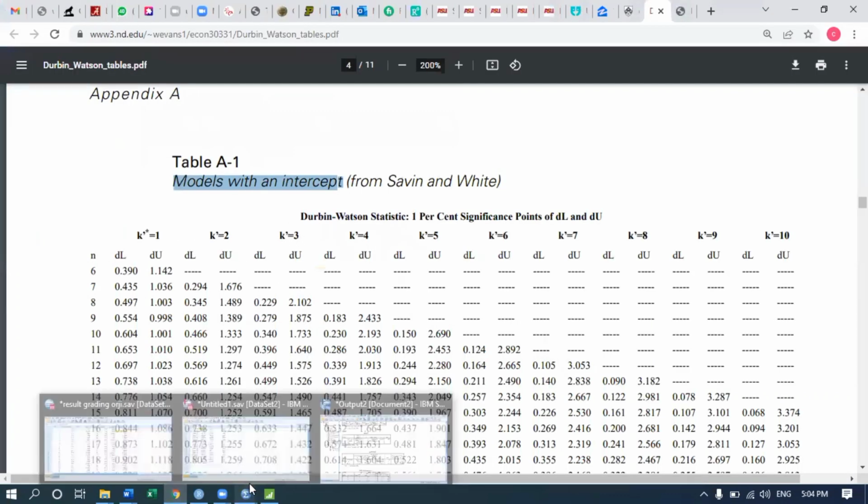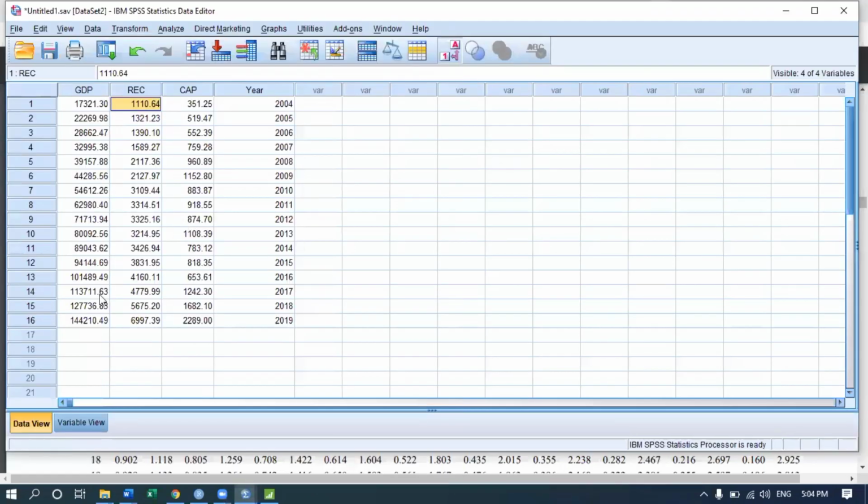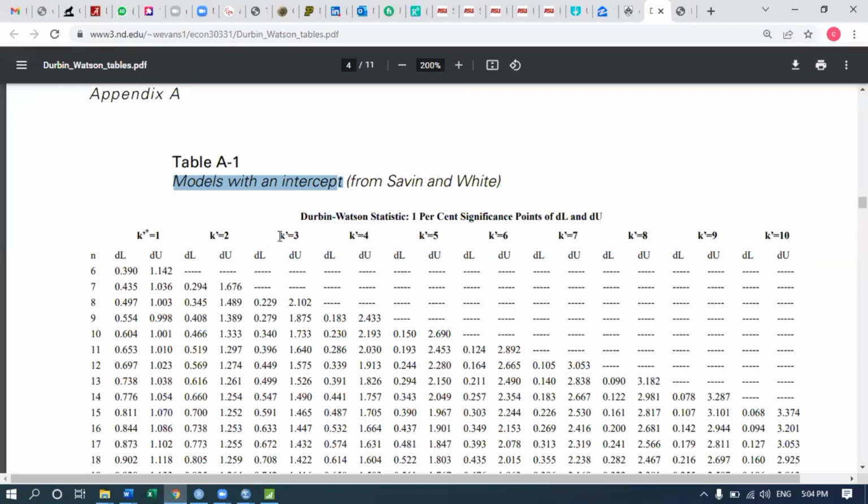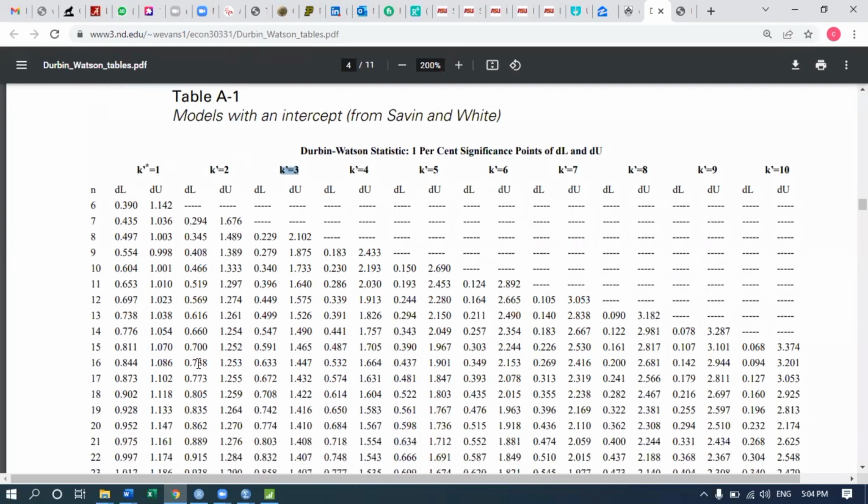You ask yourself, what is the N? N for this work is 16. So you come to your table, you check K3. We know why we are using K3: 2 independent variables plus 1, the intercept. Then you check 16. So look at the 2 values you use. My DL is 0.663. My DU is what? 1.447. Now you take note, you write these two numbers. Then this is how to interpret.